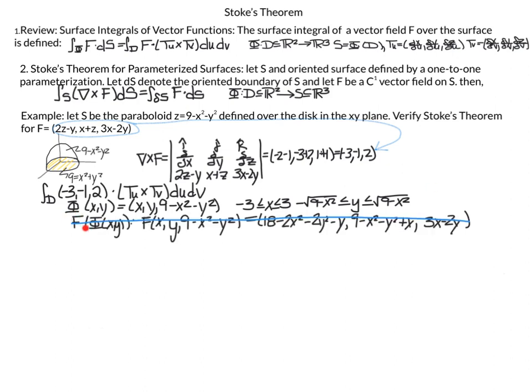So the next step is to plug in our parameterization phi into F to do the function composition. So I had done F, and then I wanted to plug in phi, my x, my y, my 9 minus x squared minus y squared, and then I was looking for my vector field to put this in, and I saw this. So I started to compose it, 2z, that's 18 minus 2x squared minus y squared, and I was continuing, and then I realized, wait a minute, this is not the vector field that I'm looking for. I should be looking for this one. Because I'm doing this side, I should be doing the curl.